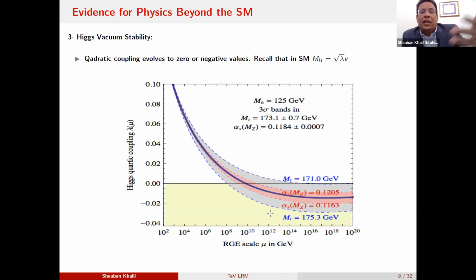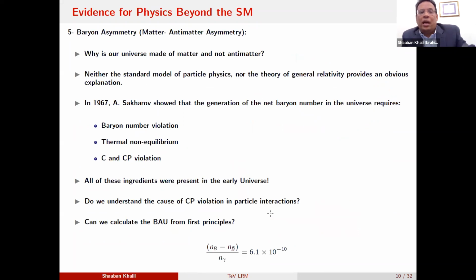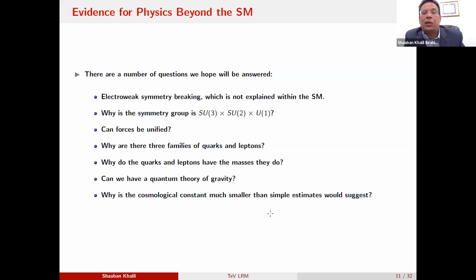We have another evidence, a theoretical evidence, the hierarchy problem. I will not go through all of them now, because I wanted to give you a hint about the extension to the left-right model. We also have baryon asymmetry: why matter, and no antimatter, in our universe? Matter dominates over antimatter. This is called matter-antimatter asymmetry or baryon asymmetry. All this cannot be explained in the standard model.